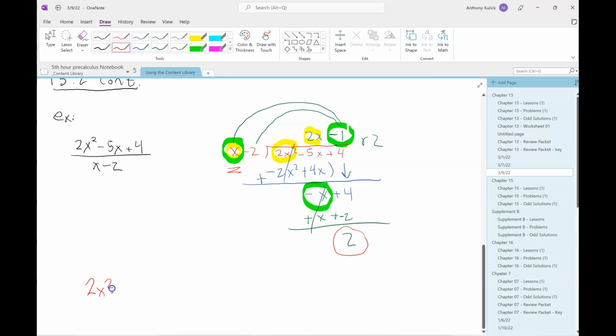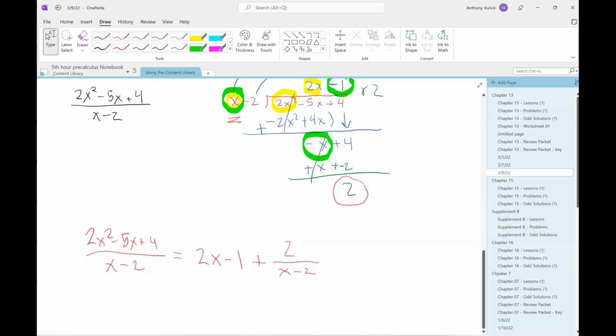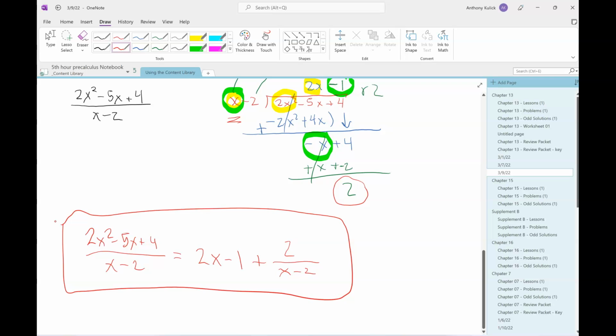So the way I'd write my final answer is, okay, 2x squared minus 5x plus 2 divided by x minus 2 is equal to my quotient, that's the piece on top of the division thingy, plus the remainder over the divisor. So this would be the way I'd write my final answer. Okie dokie on that. Okay.